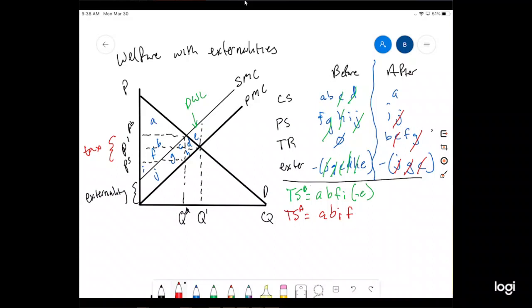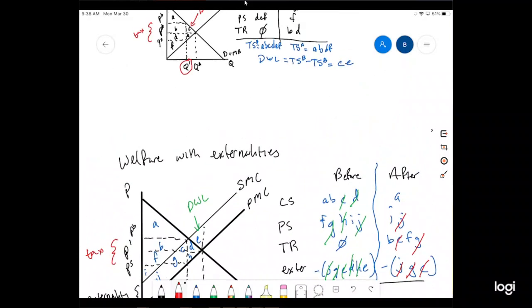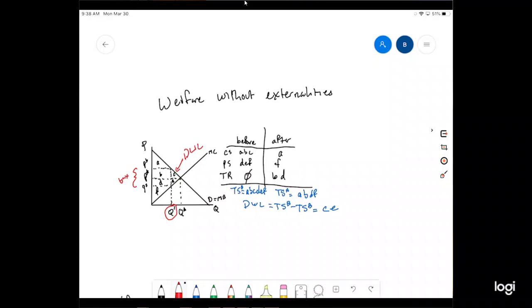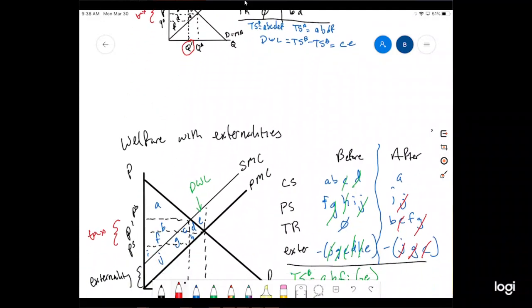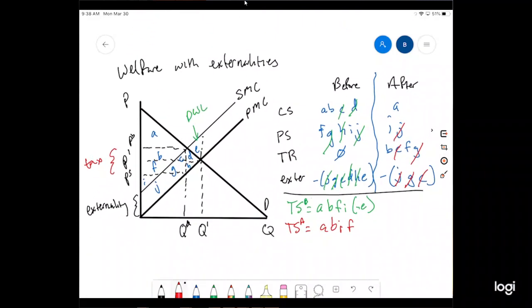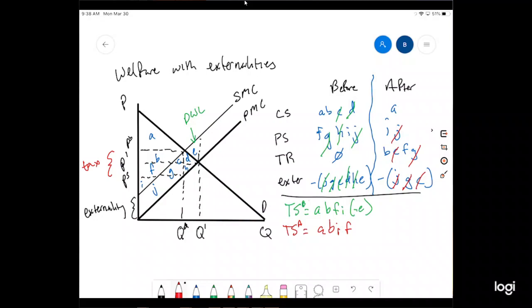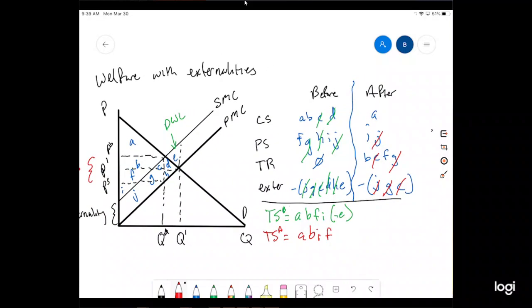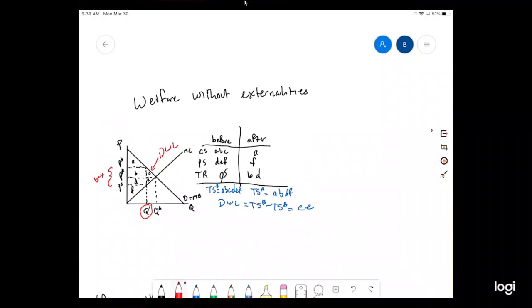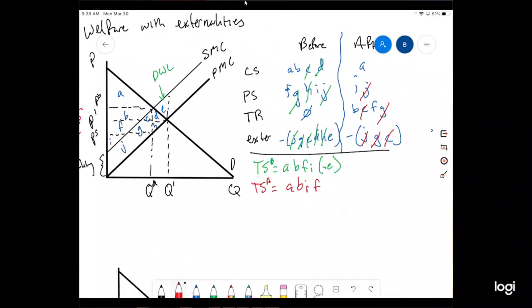So what have we learned? So in a market without externalities, imposing a tax causes some inefficiency. It causes deadweight loss. In a market with externalities, there's deadweight loss before we impose a tax, and then imposing the tax removes that deadweight loss. So the tax is actually helpful in the market with externalities. The tax is not helpful in a market without externalities.